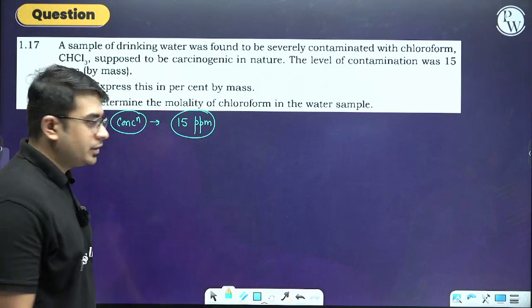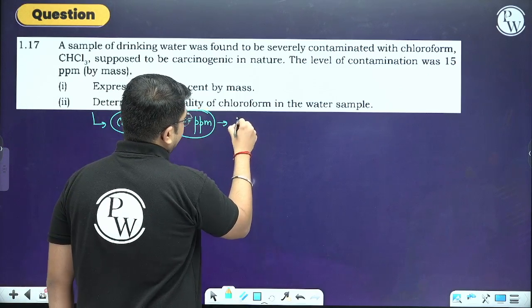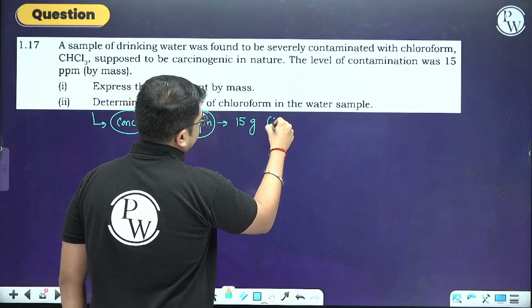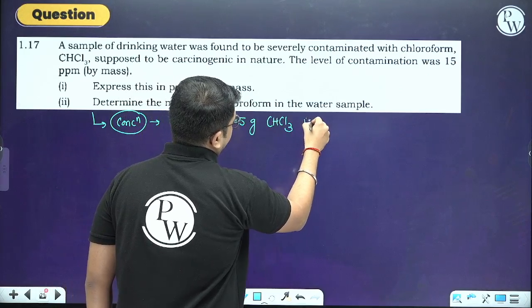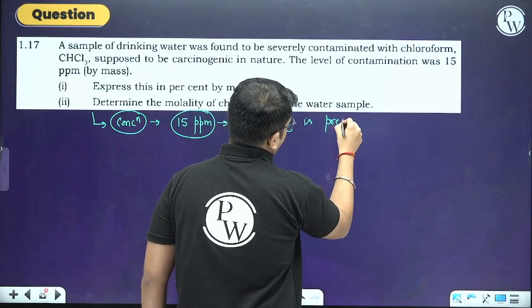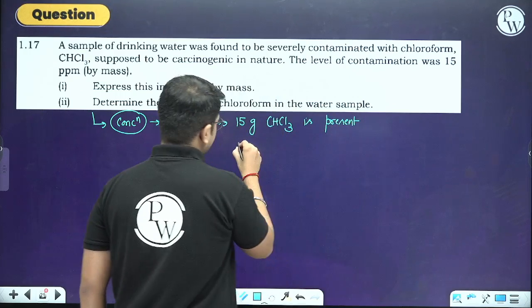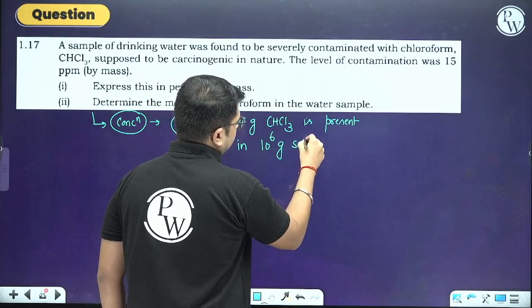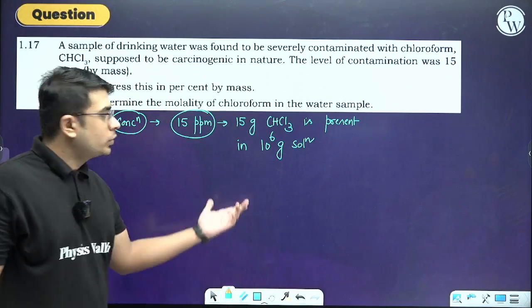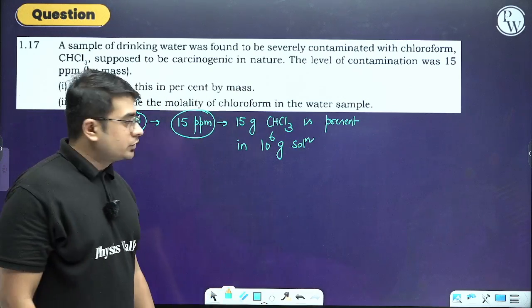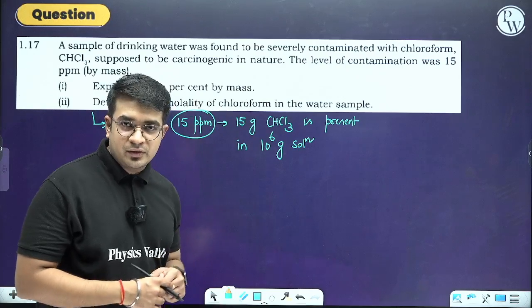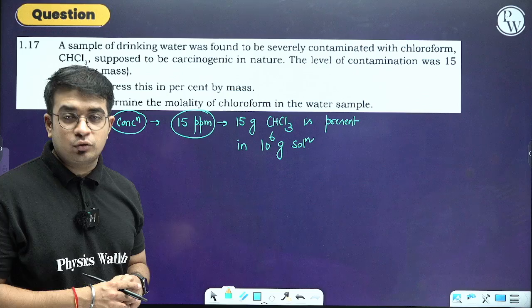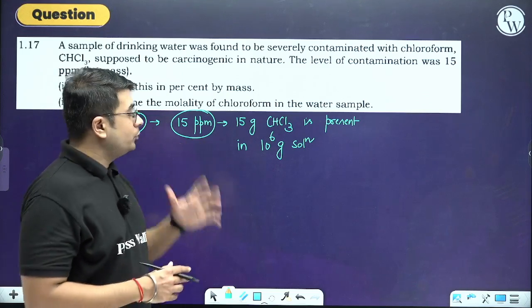First of all, let's try to decode it. It means that 15 gram CHCl3 is present in 10 raised to the power 6 gram solution. Okay, that is the meaning of ppm. So if I am putting this 15 divided by 10 raised to the power 6 multiplied by 10 raised to the power 6 according to the formula of ppm, then we will get the value 15 ppm.